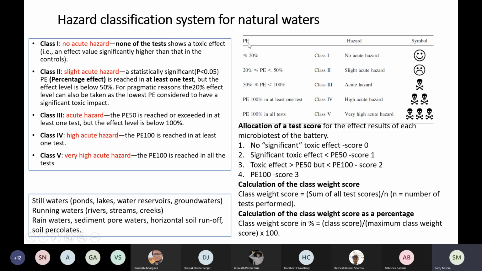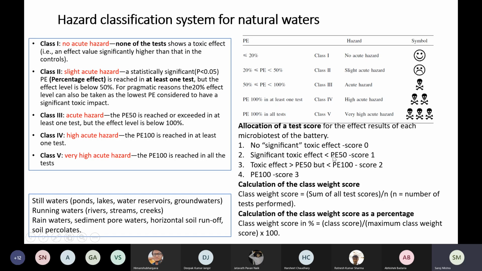What you look at is PE, the percentage effect, and how the values determined in terms of percentage effects are transferred into a classification system. This is the way they are transferred. Now in addition, in the same tests, there is what is called a test score. If there is no significant toxic effect, it is assigned a value of 0. So for example, if for any toxic compound the value is less than 20%, the score for that chemical is going to be 0.